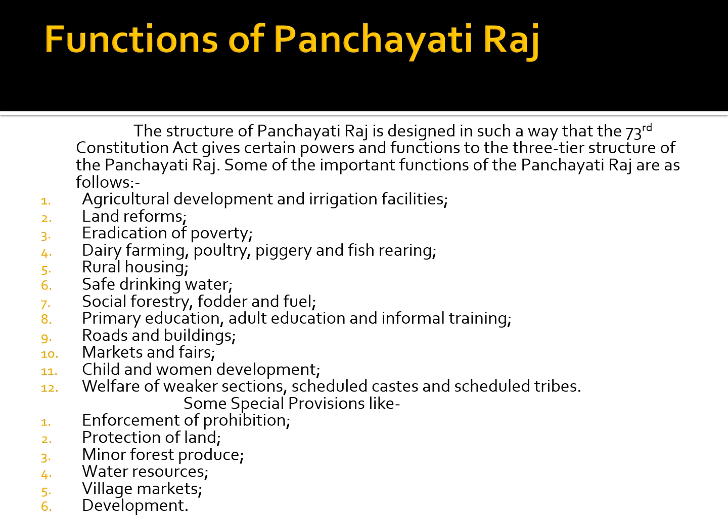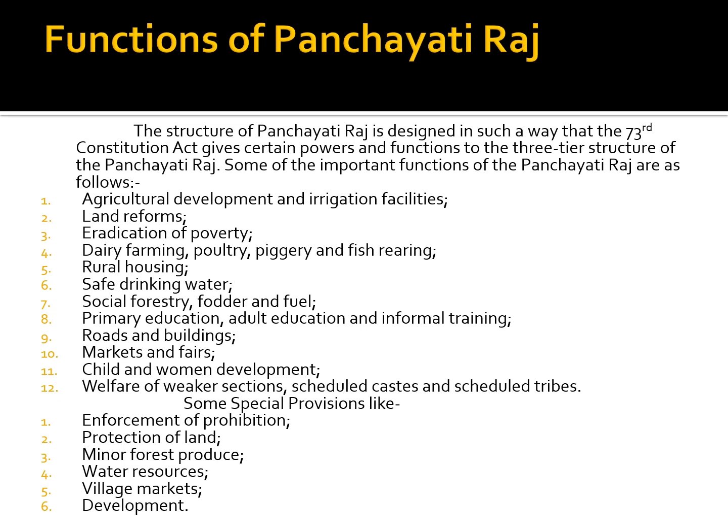That means to wipe off the poverty in the society, in the family, etc. Number four, dairy farming, poultry, piggery, and fish rearing. Number five, rural housing. Number six, safe drinking water. Next, social forestry, fodder, and fuel. And number eight, primary education, adult education, and informal training.